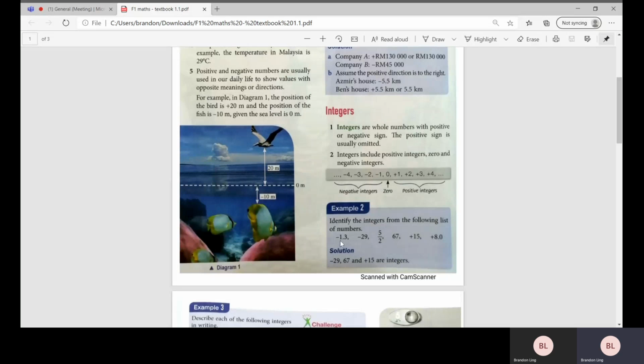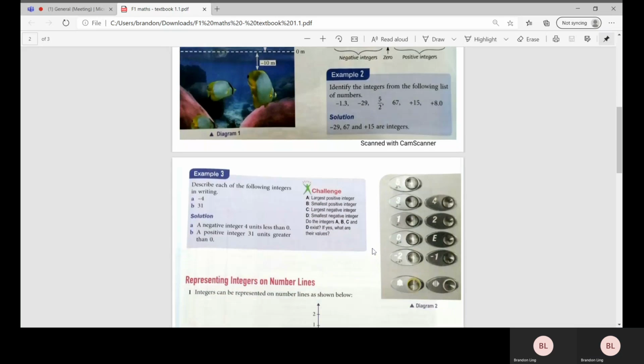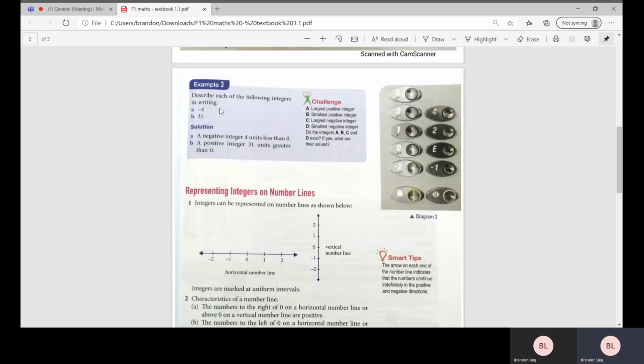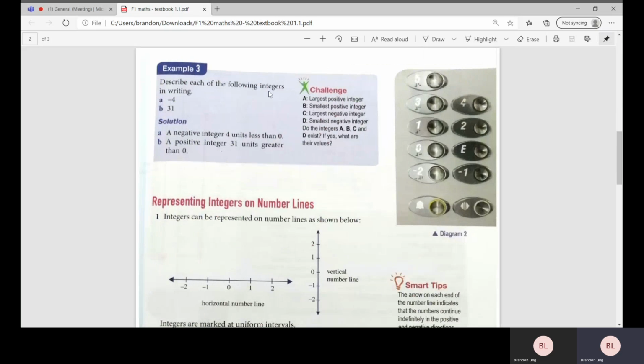If you see there's a -1.3 here with a 0.3 decimal place, it is not considered an integer. And if you see here 5/2, it is a fraction, and therefore it is not an integer as well. All right, next we move on to this one. Describe each of the following integers in writing. -4 means this number is 4 units less than 0. And if it's 31, it means 31 units greater than 0.